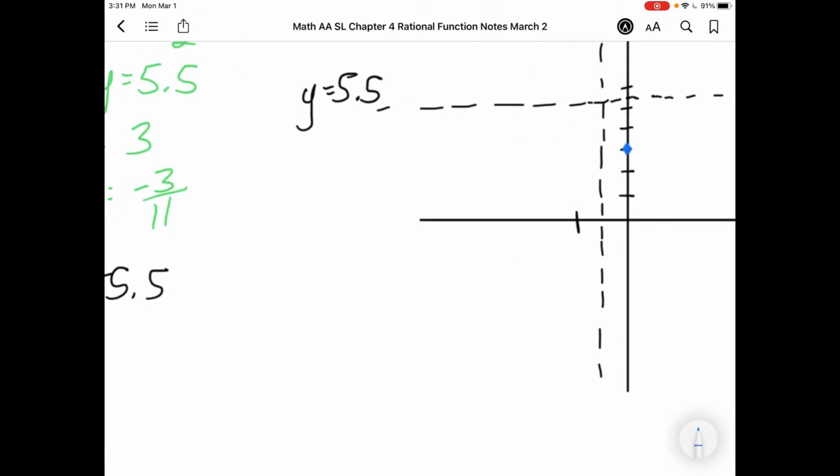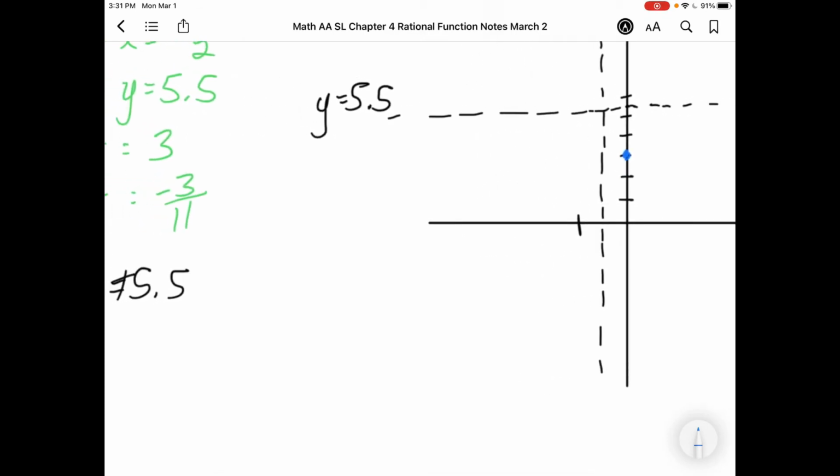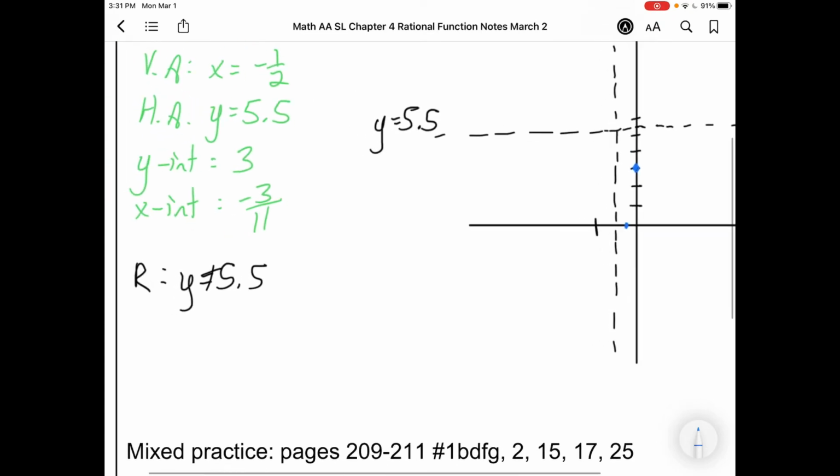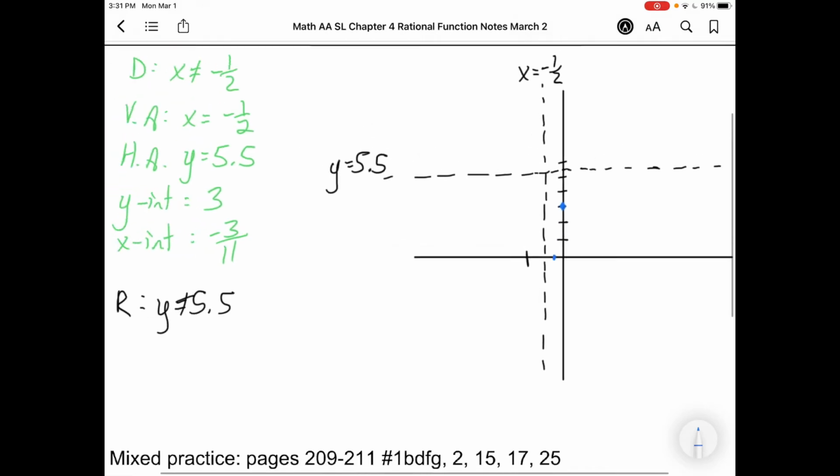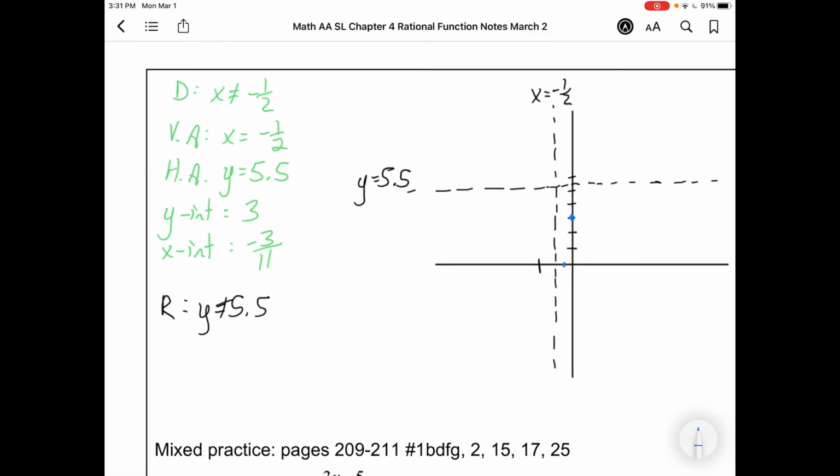The x-intercept is negative 3/11ths, so that's somewhere, I don't know, around here-ish. It's not quite at negative 1/2. And at this point, I'm just going to make the shape. It's got this butterfly or hyperbola shape. And that must mean that the rest of it exists up here.